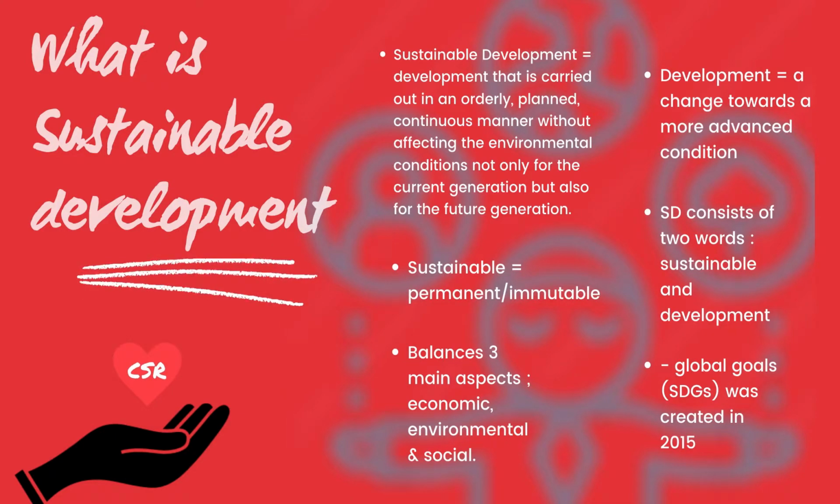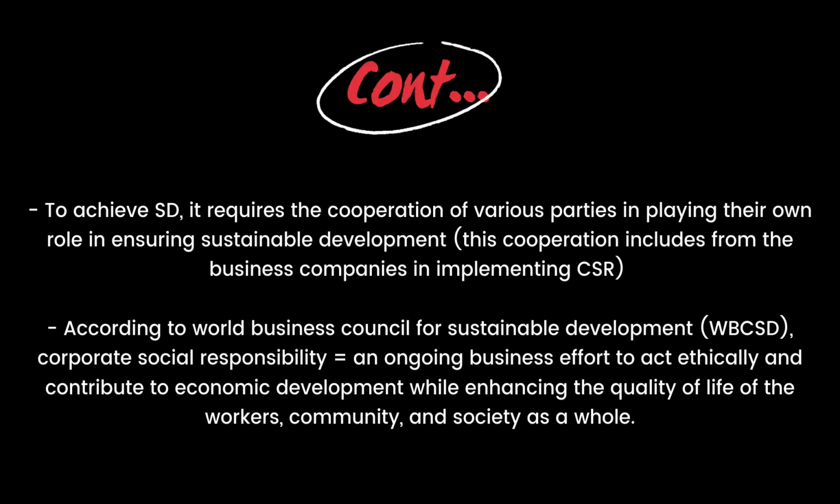The Sustainable Development Goals, as a global goal, were created by the United Nations in 2015 to preserve the planet, end famine, and ensure that human beings can live happily and prosperously by 2030. The integration of these three elements, social, economy, and environment, must be considered in decision making before taking any action. The loss of one of these three elements will affect the goals towards sustainability, as they are interrelated with one another. To achieve sustainable development, it requires the cooperation of various parties playing their roles. This includes cooperation from business companies in implementing CSR.